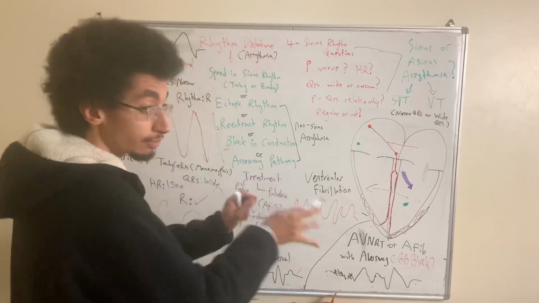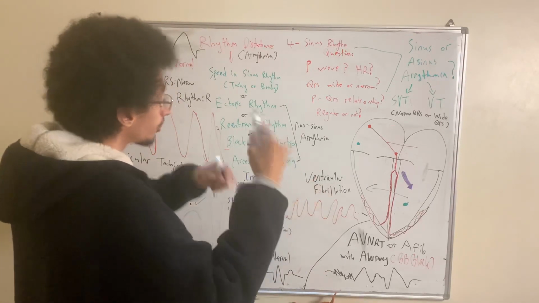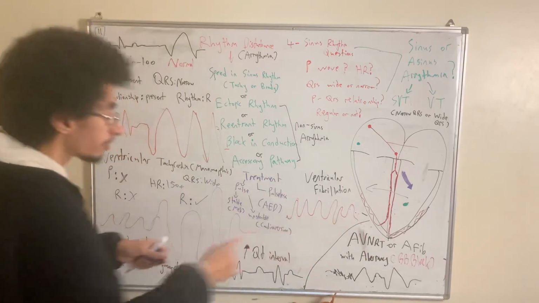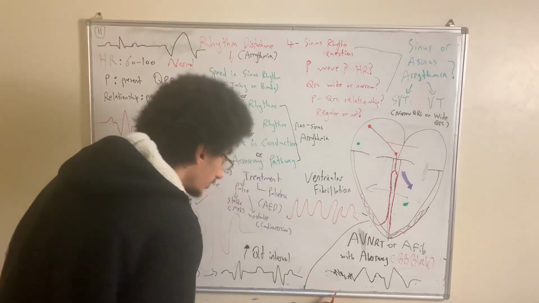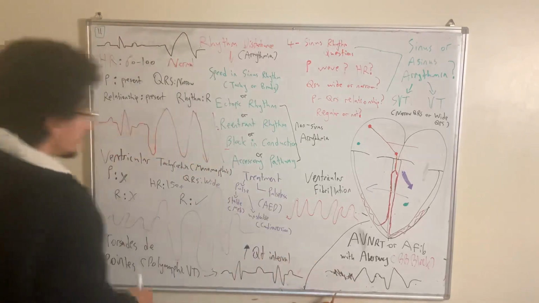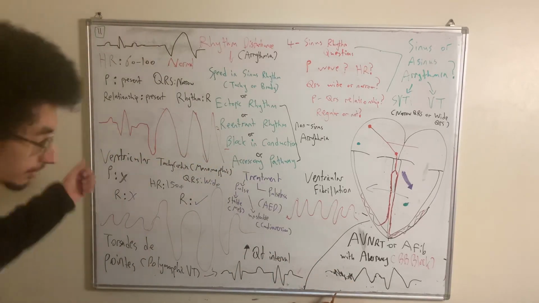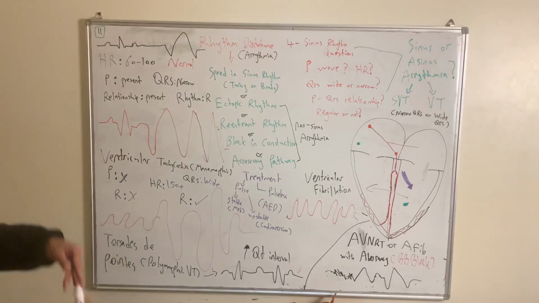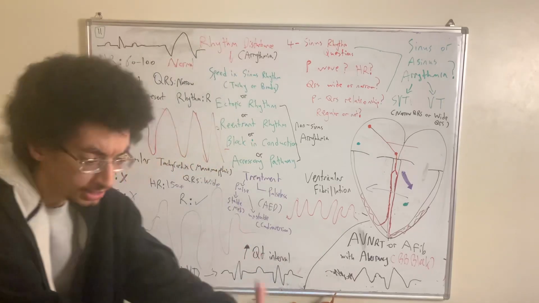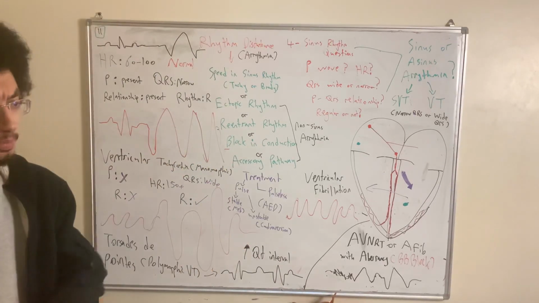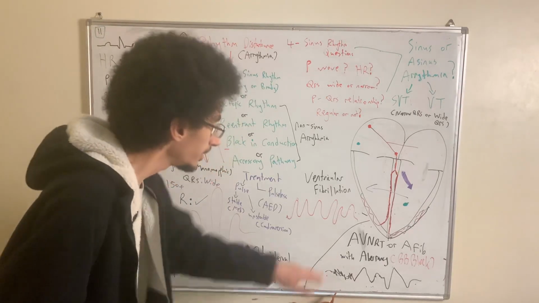So, now that we explained AVNRT or atrial fibrillation with aberrancy, the question is, how can I differentiate this from ventricular tachycardia? I'm glad you asked. There are a couple of differences, from a clinical view and from an EKG view. From a clinical perspective, it's easy.